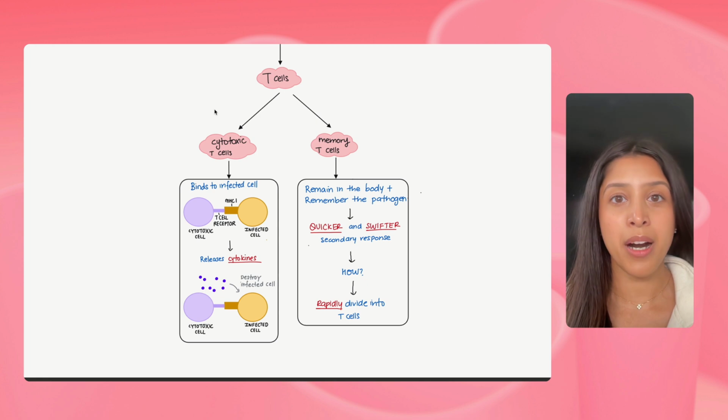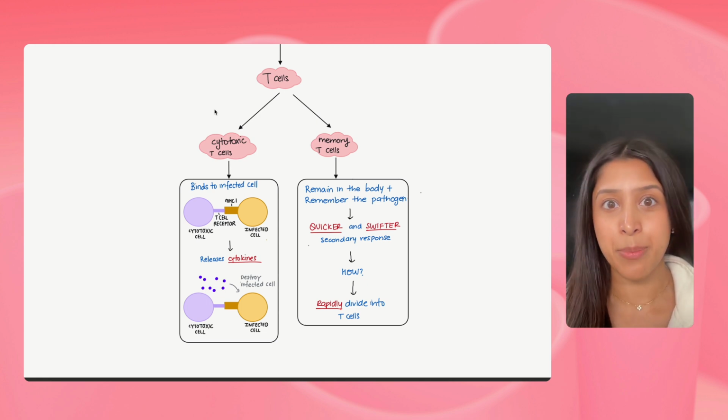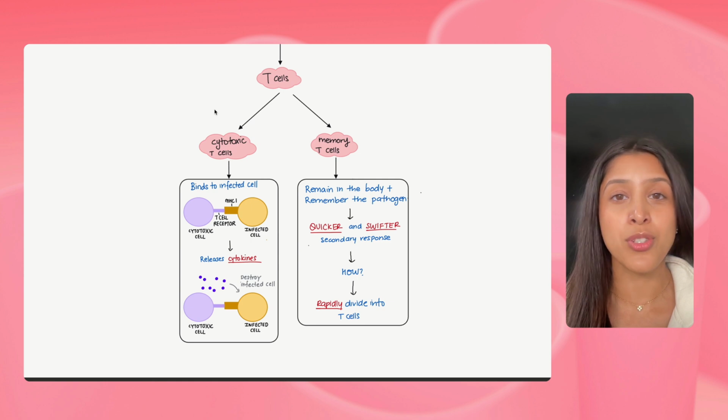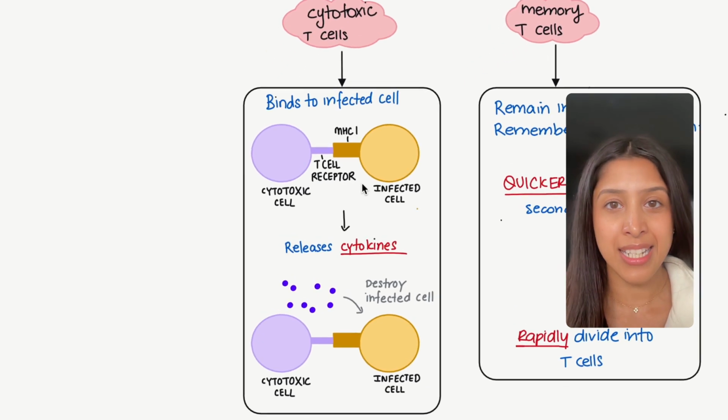T cells are part of the cell-mediated response. T cells do not make any antibodies. They directly themselves help destroy the infected cells. So the main killer cells in this will be your cytotoxic T cells.